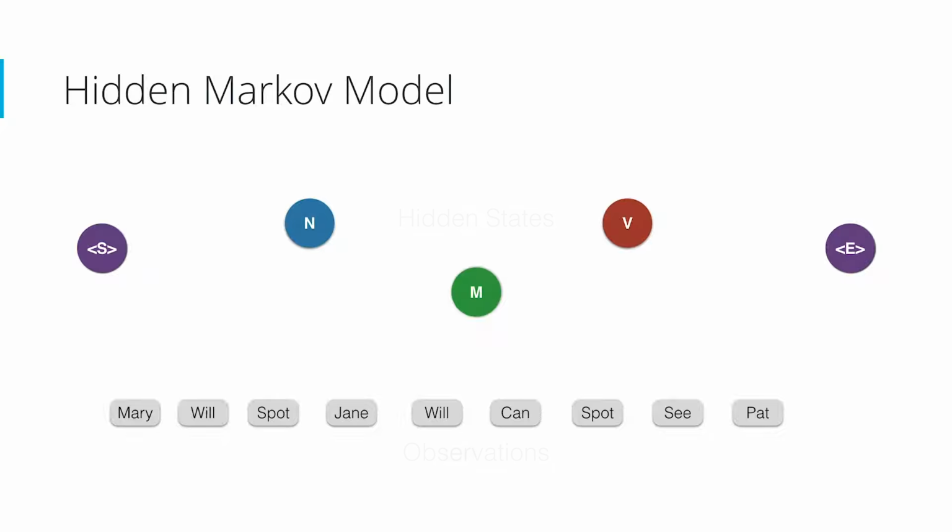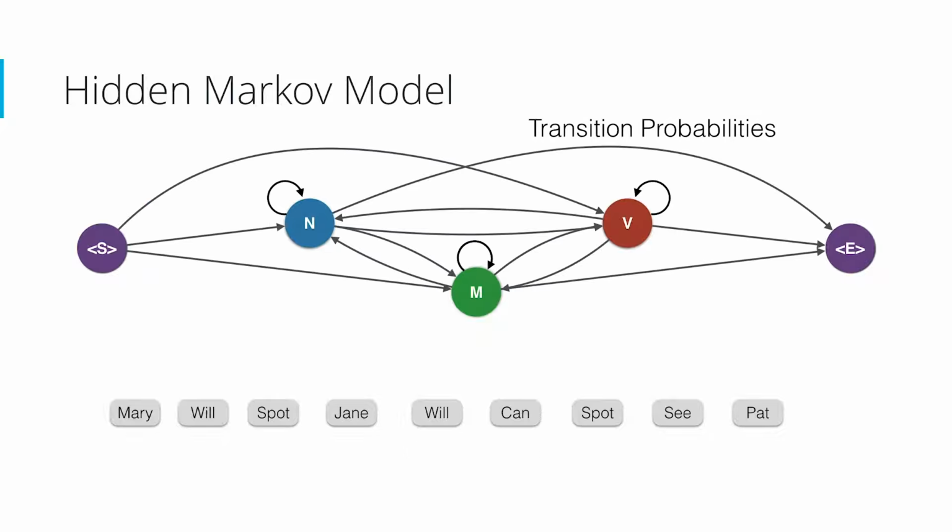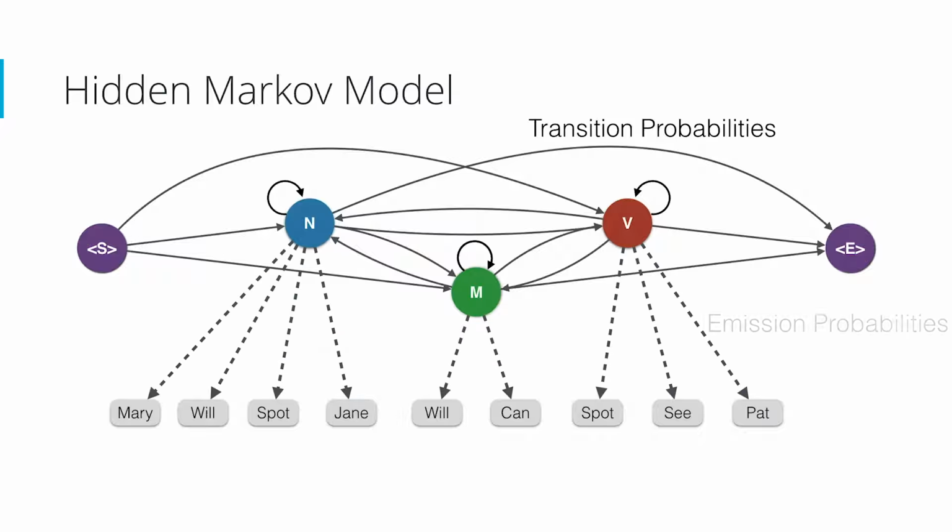And among the hidden states, we have the transition probabilities. And between the hidden states and the observations, we have the emission probabilities. And that's it. That's a hidden Markov model.